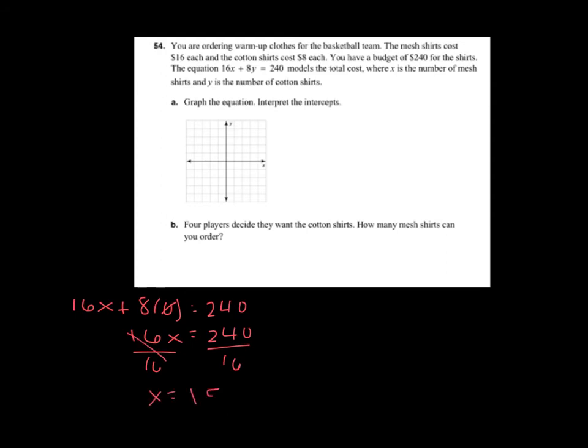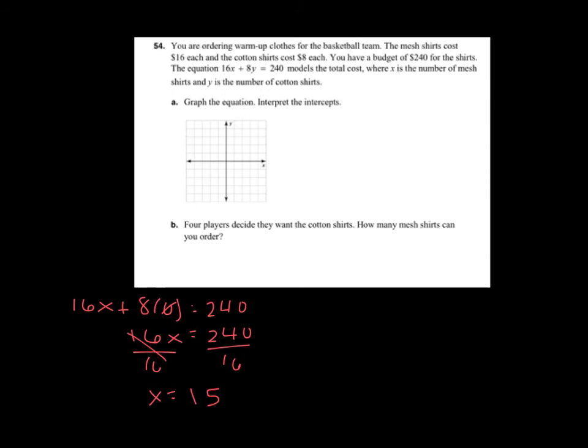So in order to graph, I need to calculate my intercepts. That's what I'm going to do first, the same way I did on the last problem. So I have 16x plus 8 times 0 equals 240. If I solve this equation, it's going to give me my x-intercept. When I wind up with 16x equals 240, I am going to divide 240 by 16 in order to isolate x, and I am going to find out that x is equal to 15.